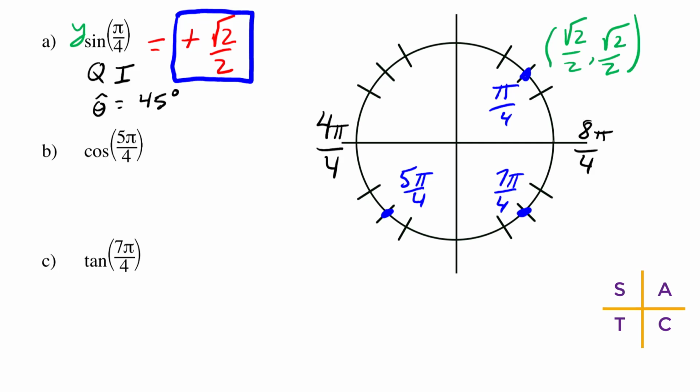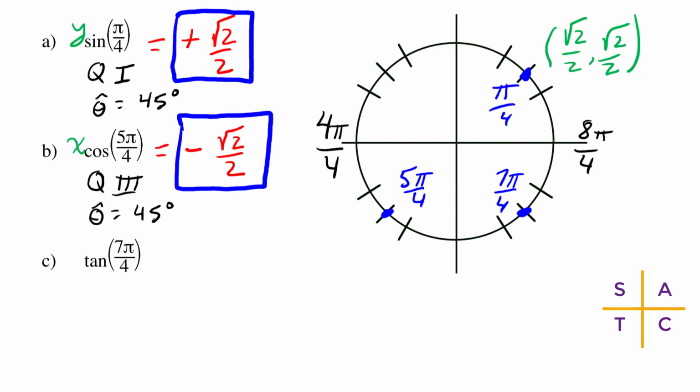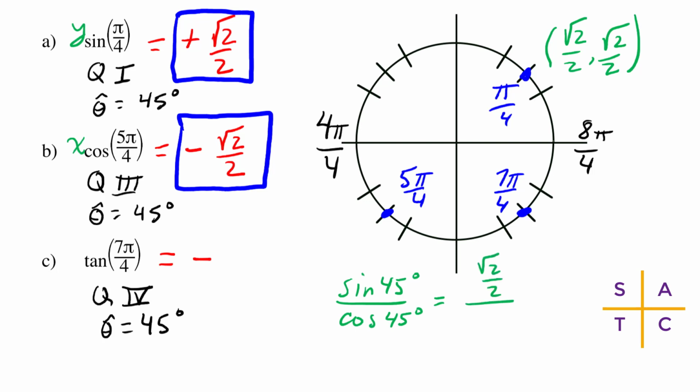For part B, the cosine of 5 pi over 4, that's a quadrant 3 value, and cosine is negative in quadrant 3. At the 45 degrees, again, square root of 2 over 2, but the answer here for cosine of 5 pi over 4 is negative radical 2 over 2. Now, you might have this tangent memorized. It's a nice one. First of all, quadrant 4, tangent's negative, but sine and cosine are the same, so we get just 1. And that ends up being negative 1.